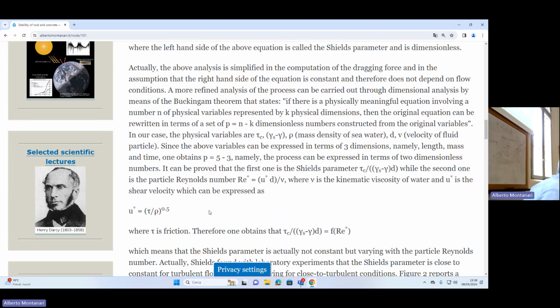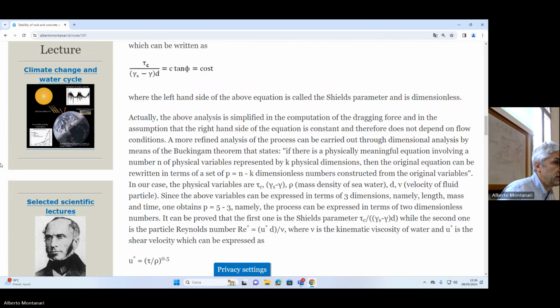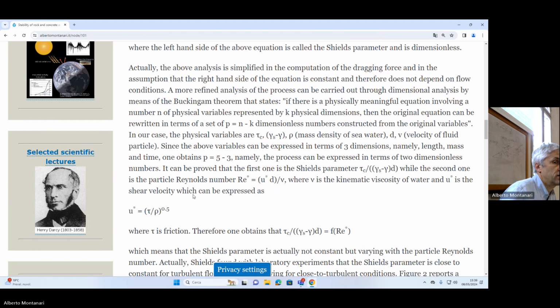So this is what Shields understood. He understood that this relationship, which gives tau c, must be expressed depending on two dimensionless numbers. One is this one, and the other one is the particle Reynolds number, written here. So Shields, once he understood this, said, okay, let me go into the lab and make experiments in a flume.